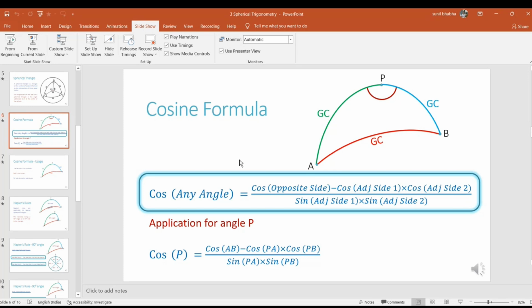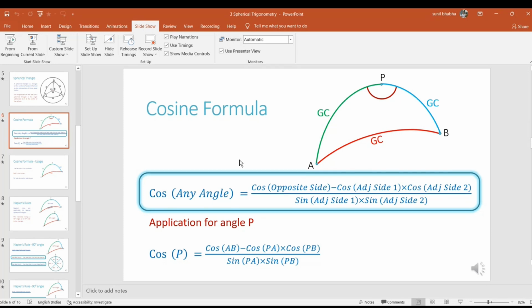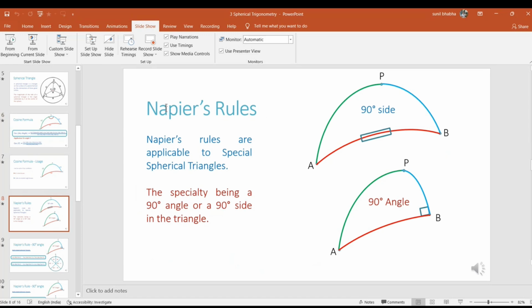Then let's proceed to Napier's rule, the second important relationship which we use for spherical trigonometry. Let's now go into the second important formula in spherical trigonometry. This formula is also used to solve spherical triangles, and this is known as Napier's rules.